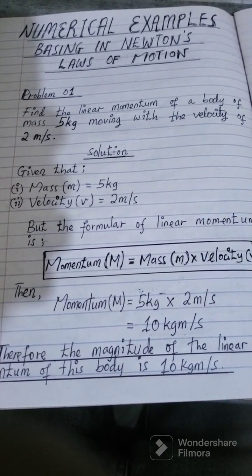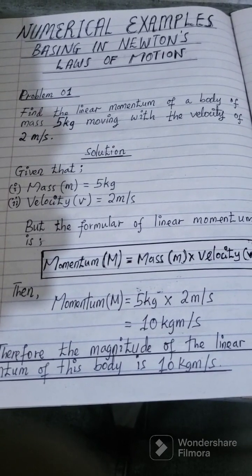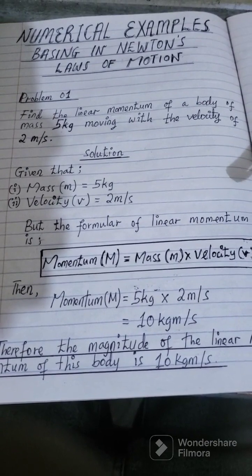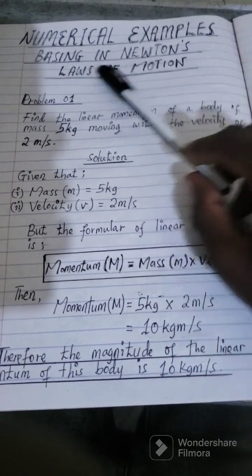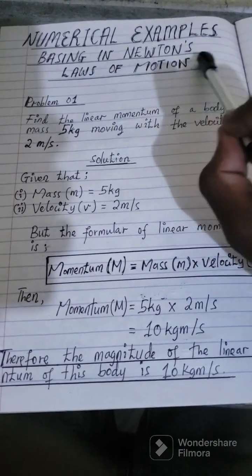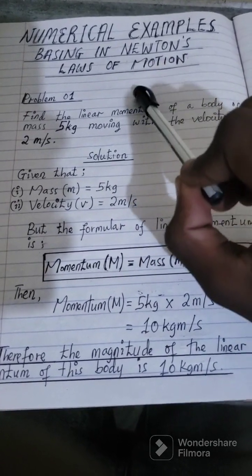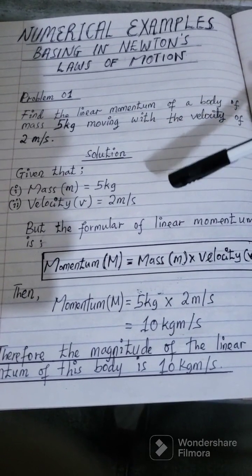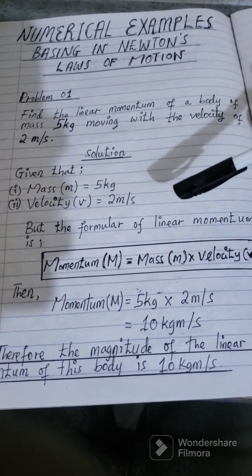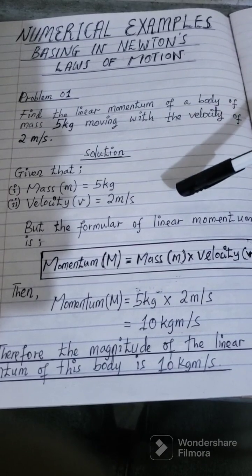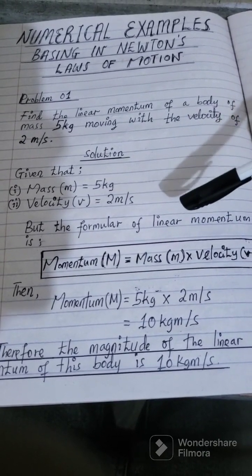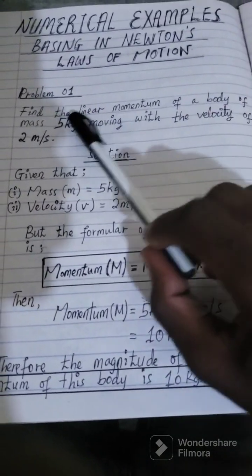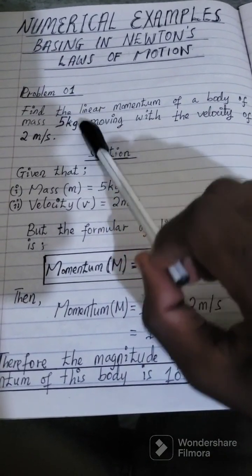In our last lecture we ended on describing Newton's laws of motion, where we described the three Newton's laws of motion. In this lecture we are going to look at numerical examples based on Newton's laws of motion. In short, we are going to check how we solve various problems by using Newton's laws of motion. Okay, let's start with problem number one.